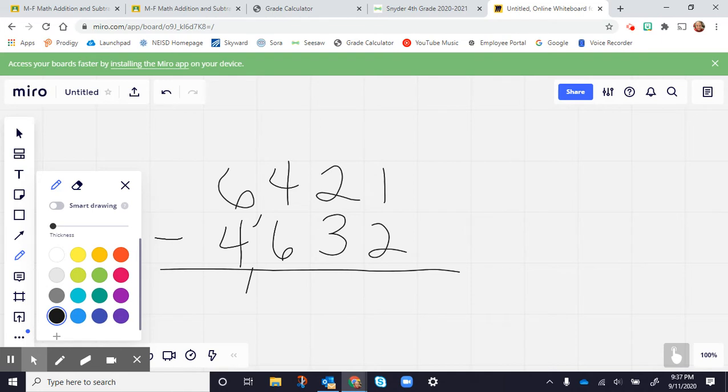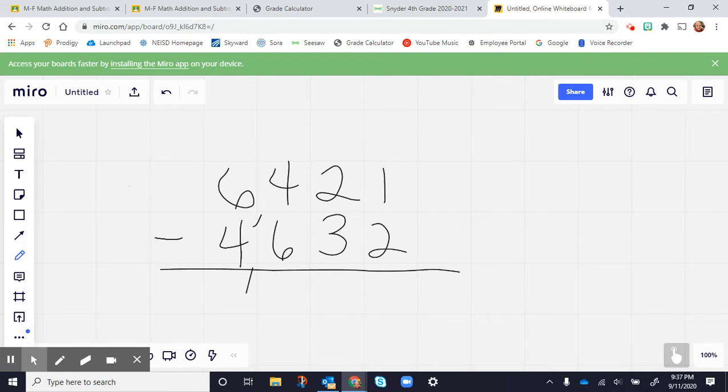So you have to be very careful and make sure that everything on top is larger. So right now I can already see that I'm going to have some problems. So I see that the 1 is smaller, the 2 is smaller, and the 4 is smaller. So I've got lots of things that I'm going to have to do with regrouping. So I know I can't do 1 minus 2. Again, if I had $1, I couldn't give you $2. So I'm just going to put a little line to X that out.